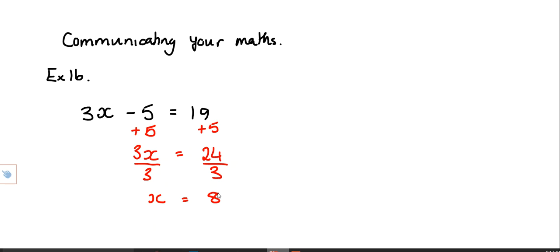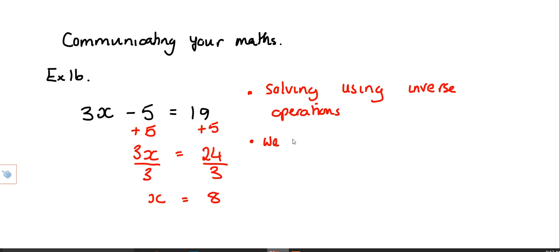Right. So, a couple of things here. It's the way we solve, doing the inverse operations. So we are solving using inverse operations. Okay, one other thing. We are working, so we work writing down the page.